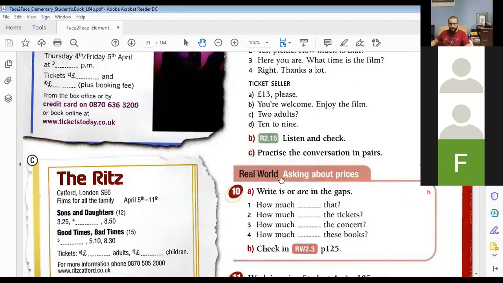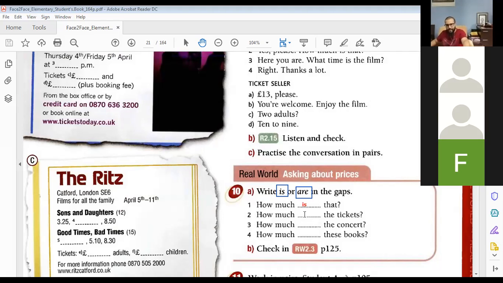So here, asking about prices. So we're going to talk a little bit about how to ask about prices. So asking about prices is not very hard. All you need to do is use is for singular things and are for plural. That's all. So it's very easy to ask about prices, okay? So for the first one, do we use is or are? Is. Yes. How much is that? Yeah, correct. We just use is.